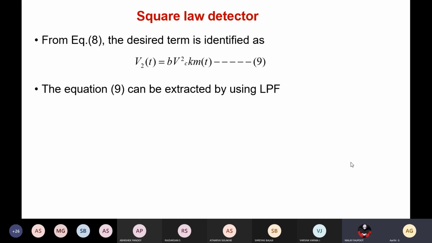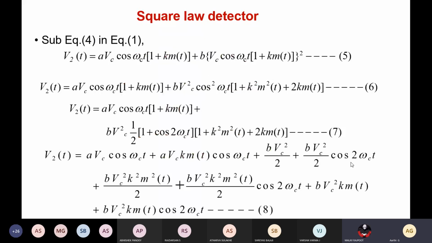One more with m square of t. So you have this fifth term, m square of t. This is the undesired term, so we will take it for noise calculation, that is for SNR calculation. We are going to take this expression. This fifth term, we will take it for the SNR calculation.